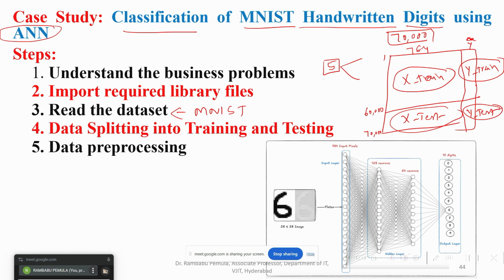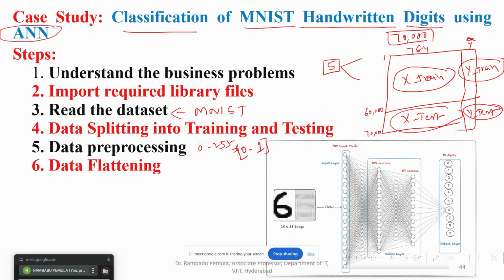Then you have to perform data pre-processing. What is the meaning of data pre-processing? If any missing values are there, then you have to replace the missing value with the maximum value, minimum value or average value, or convert the 0 to 255 pixel values into values between 0 and 1. This is one type of thing called data pre-processing.